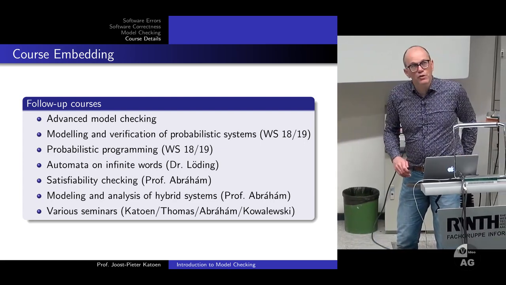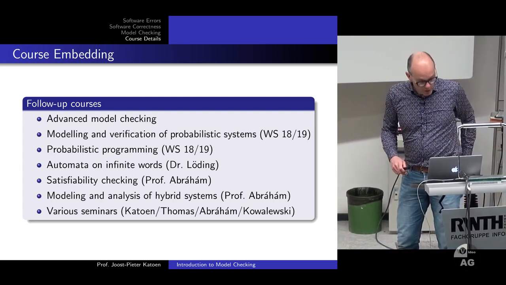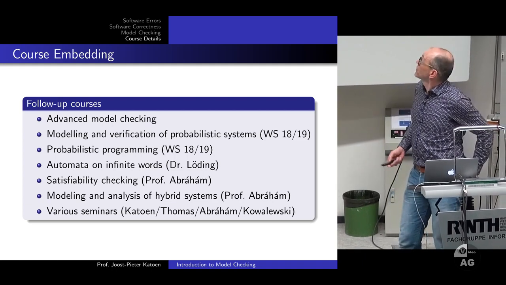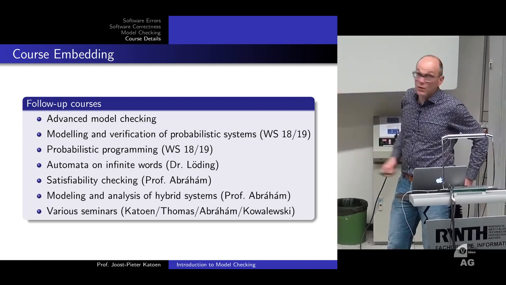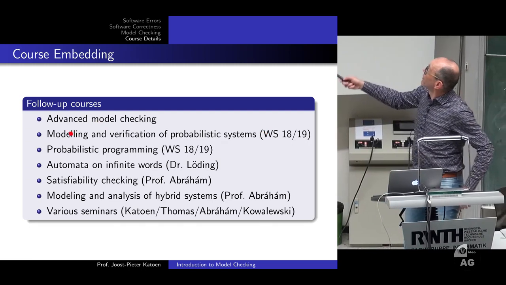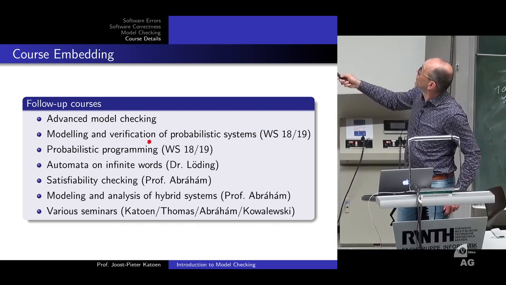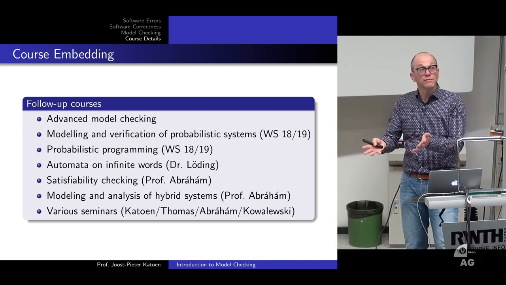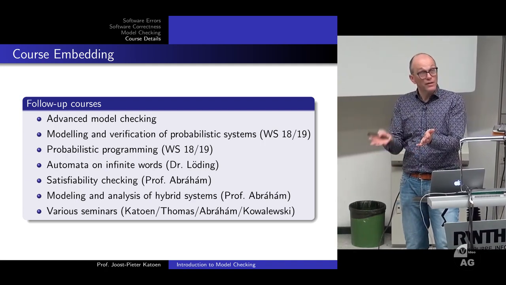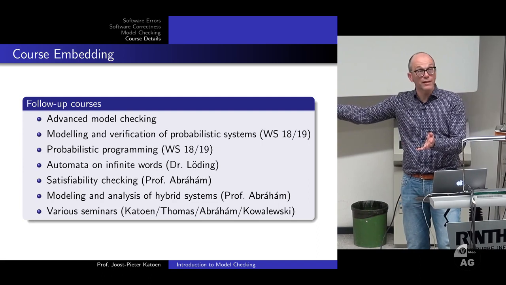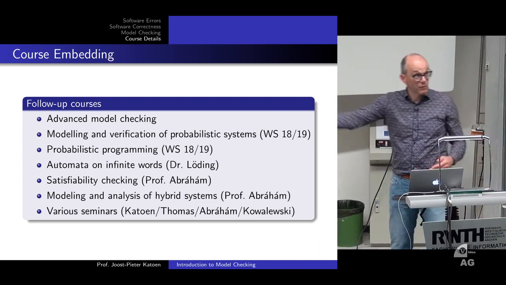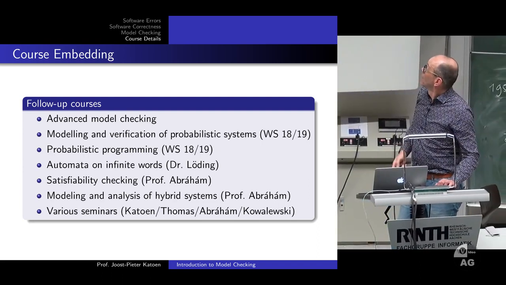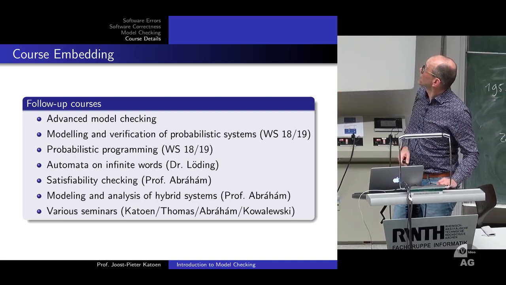If you have taken this course, what else can you do? Well, a lot. I sometimes give a course called Advanced Model Checking. Next semester I give a course on how to do model checking of systems where you have random things. Then you're not only interested in whether your system can eventually reach a deadlock, but you would like to know the probability that this happens. I also give a course on probabilistic programming next semester.